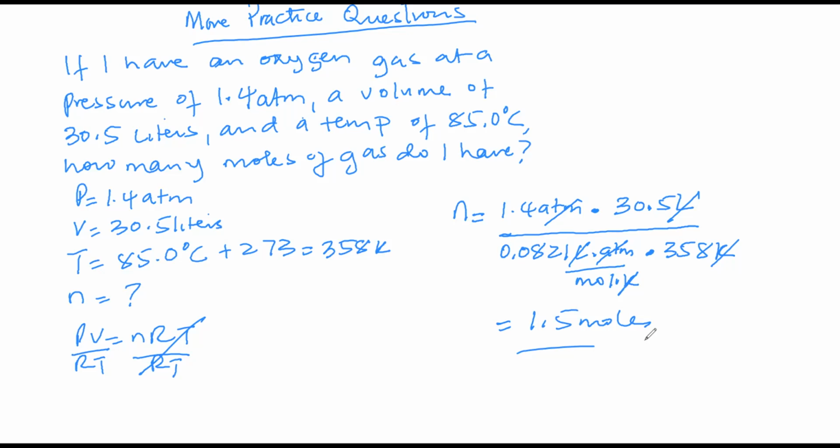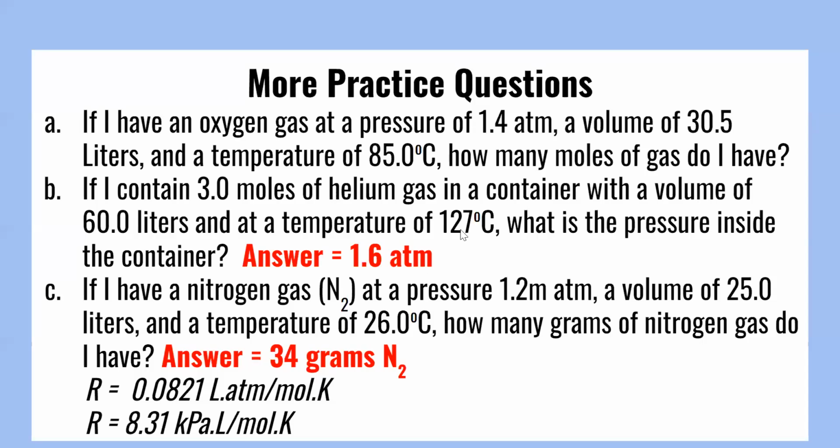I hope you did it correctly. The answers to B and C are 1.6 atmosphere and 4 grams of nitrogen. I hope you try your best to get this right. Focus on the process, not the answer. Okay, thank you.